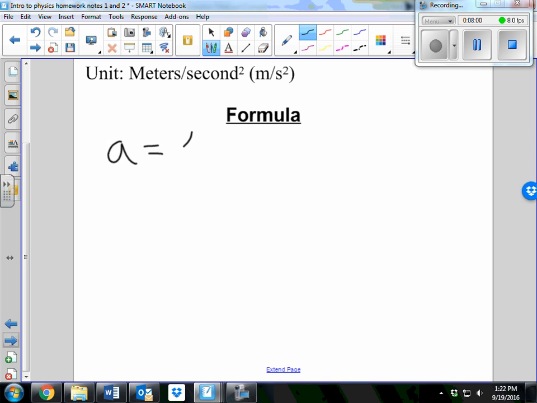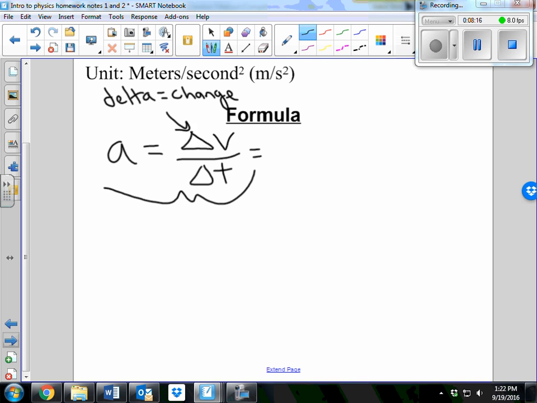So the acceleration is my change in velocity, and this triangle means delta. And you've seen it in math before, and it just means change, over my change in time. Now in physics, I will not, in the very beginning, accept this equation. When I teach you LEPA, I don't accept that equation. The reason why is because students often forget what it means. What it really means is I take my final velocity and I subtract my initial velocity and I divide it by my change in time.